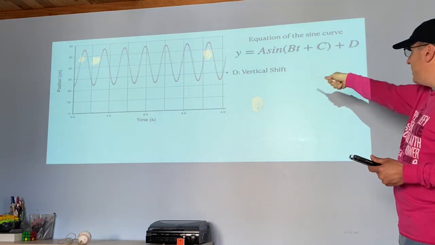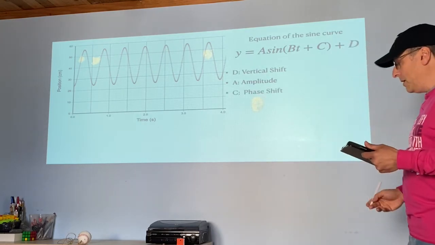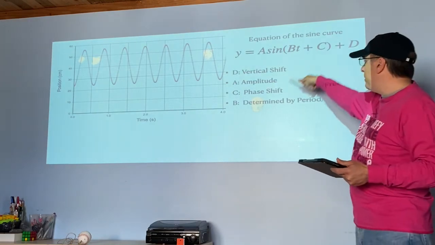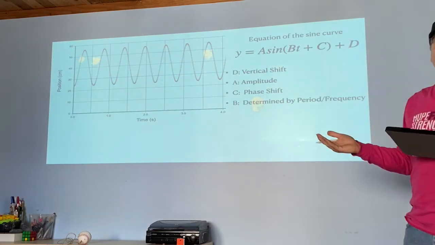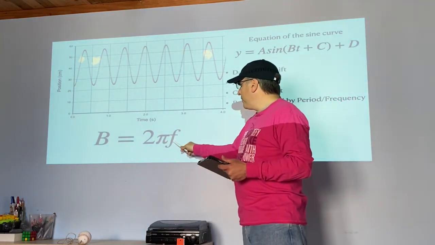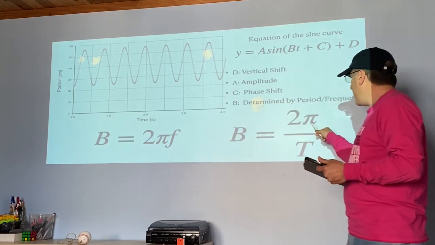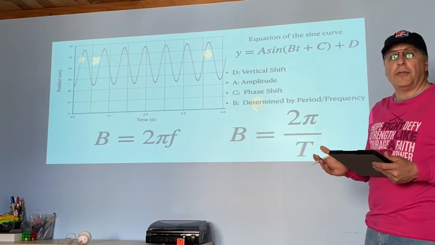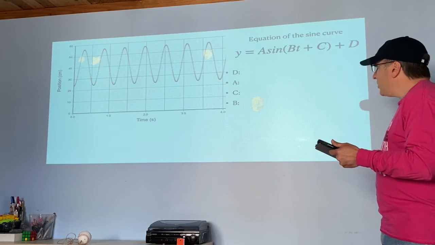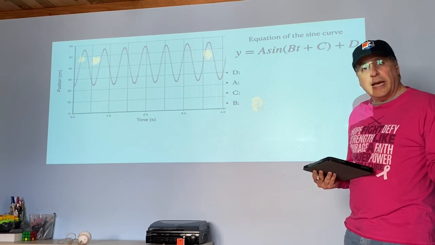Okay, so one more time. D, vertical shift. A, amplitude. C, phase shift. B is determined by the period or frequency. Both, really. And to find the B value, you take the frequency and multiply by 2 pi, or you take 2 pi and divide by the period. They will both give you the exact same number. Okay, so I'd like to actually do one with you. You'll do 2 more of these on your own, so please make sure you see how this works.